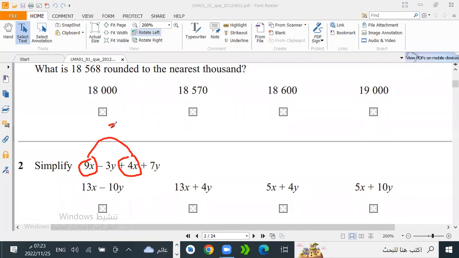And then the y's. Minus 3y plus 7y is 4y. Good. Negative 3y plus 7y then equals plus 4y. So the answer is 13x plus 4y. This is the answer. You understand the idea? Good job. Let's move on.